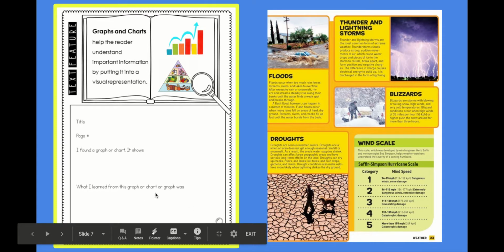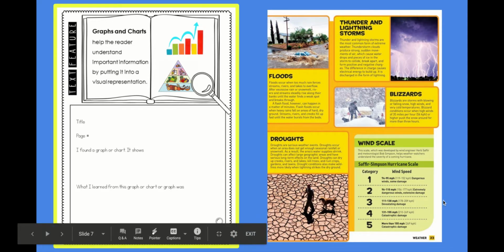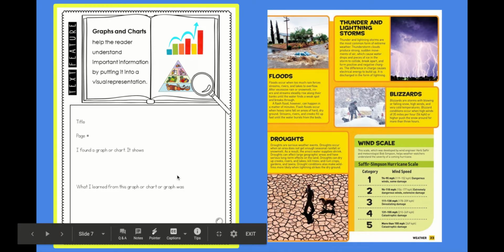What I learned from this chart or graph is that hurricanes are put into categories depending on how fast their wind speeds are. So category number 1 is the lowest category with the lowest amount of wind speed and only some damage. And then all the way up to category 5, these are going to have the highest wind speeds and catastrophic damage, which means way more damage than any other category. And that's what I'm going to write down right here.